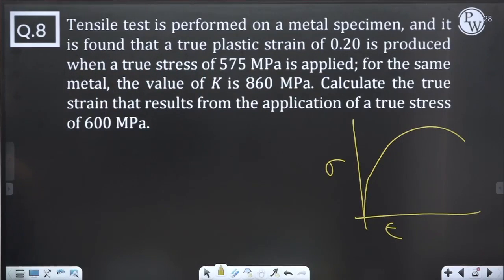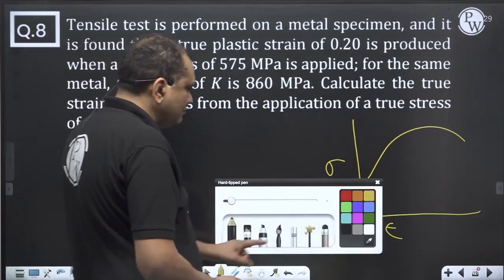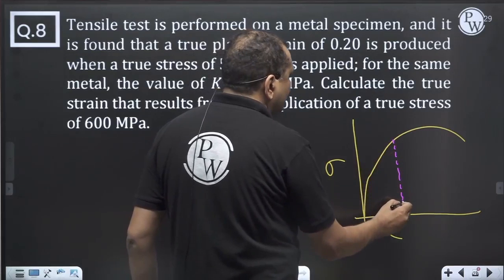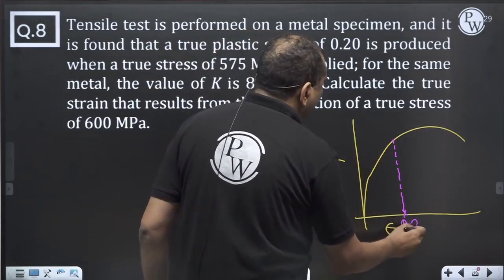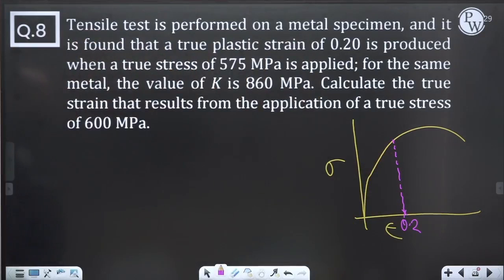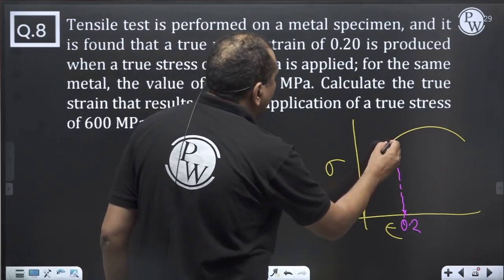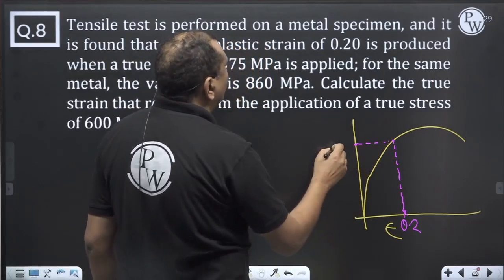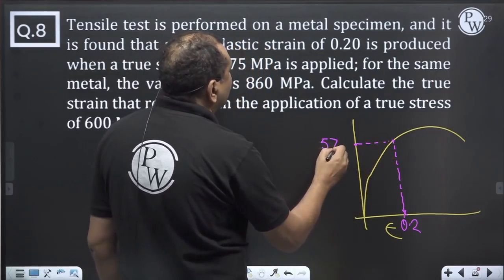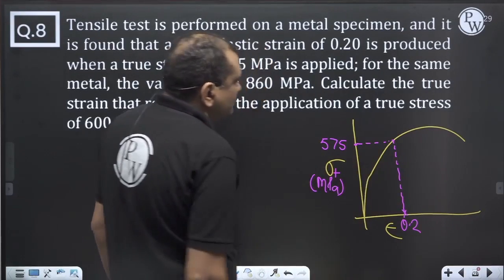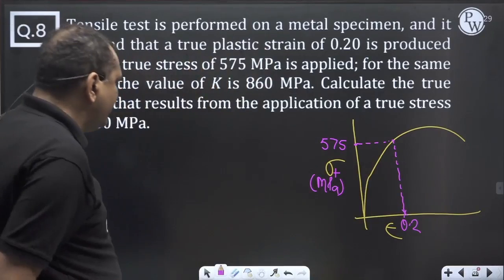Tensile test is performed on a metal specimen and it is found that a true plastic strain of 0.2 is produced when the true stress is 575 MPa, the curve will go a little up.